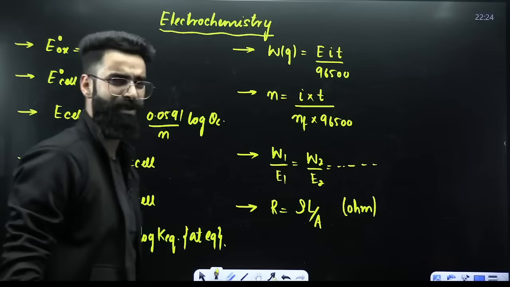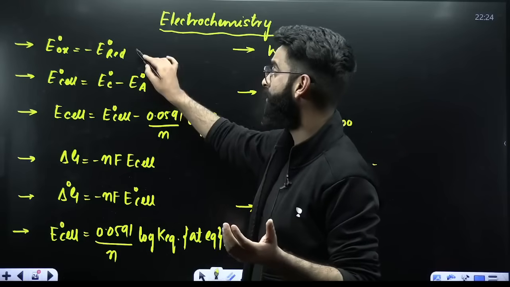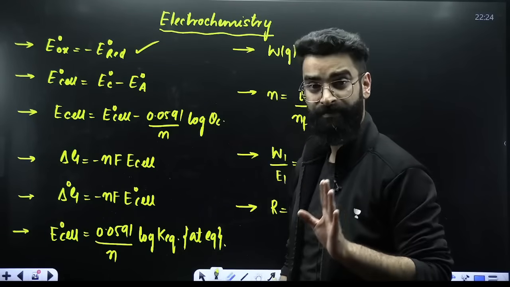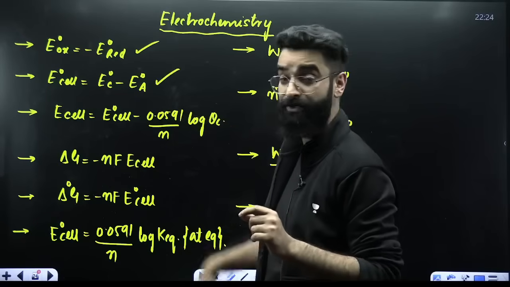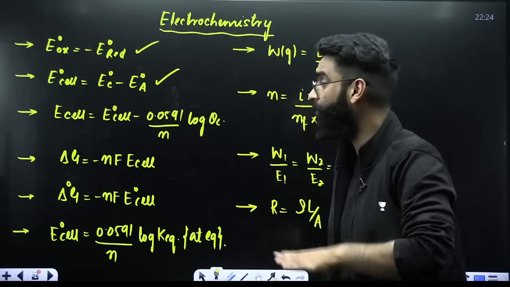Now comes to your electrochemistry. Only few results we have. First thing you know, for an element, standard oxidation potential of an element is equal to minus times its standard reduction potential, right? How do you calculate standard EMF of the cell? E naught cell is equal to E naught cathode minus E naught anode, where E naught cathode as well as E naught anode, these are the SRP values of cathode and anode.